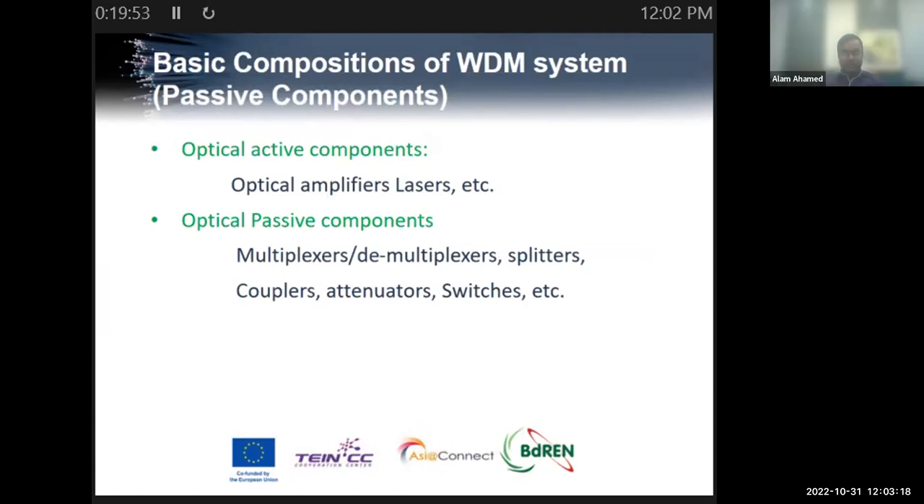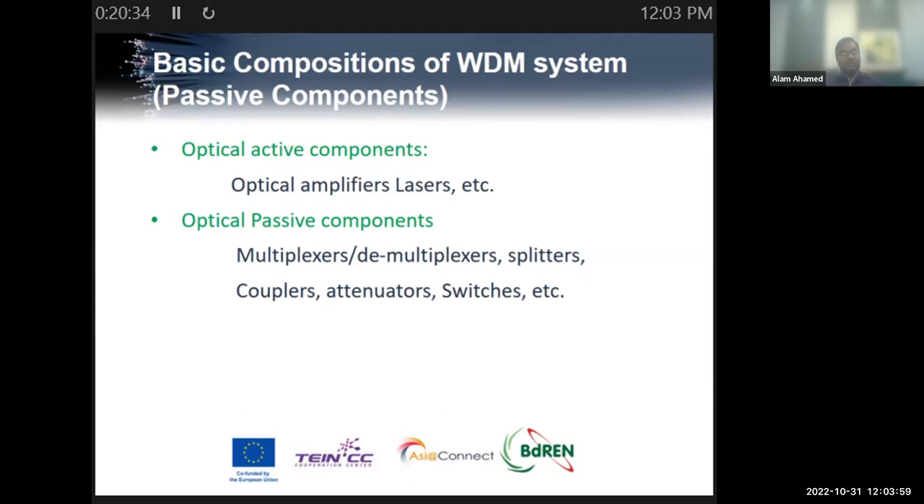The main difference is that Raman and EDF amplifiers use similar technology, but EDFA is used for short distance transmission, and the Raman amplifier is for long distance transmission. That means in our DWDM transmission network, EDFA is used only for 40 to 50 kilometers, but Raman is used for 170 kilometers. Our Ashuganj to Sylhet region, that means 170 kilometers, we are using the Raman amplifier.